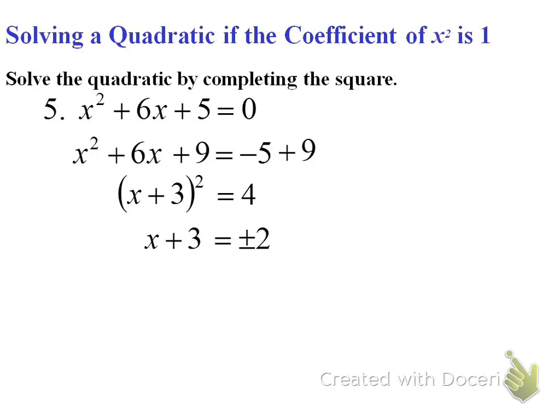How do I get x by itself? Subtract 3. So I have negative 3 plus or minus 2. Negative 3 plus 2 is negative 1. Negative 3 minus 2 is negative 5. So again, this is just another tool to use when you're solving quadratics. Any questions?